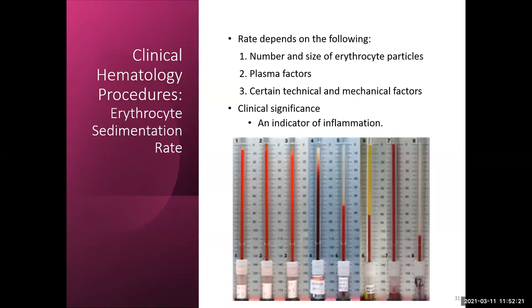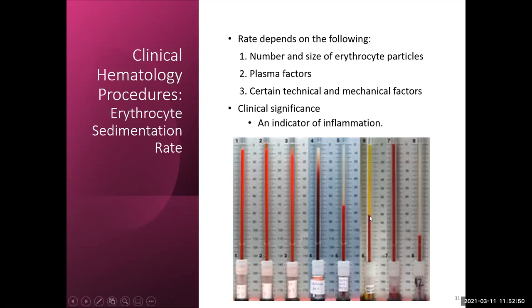A sed rate you'll also get to do in hematology one. And so what a sed rate is looking for is an indication of some sort of inflammatory process. So it could be autoimmune disorders, it could be arthritis, it could be something like an infection. And so the patient is in an inflammatory response. And what you're looking for is how quickly these cells settle out.